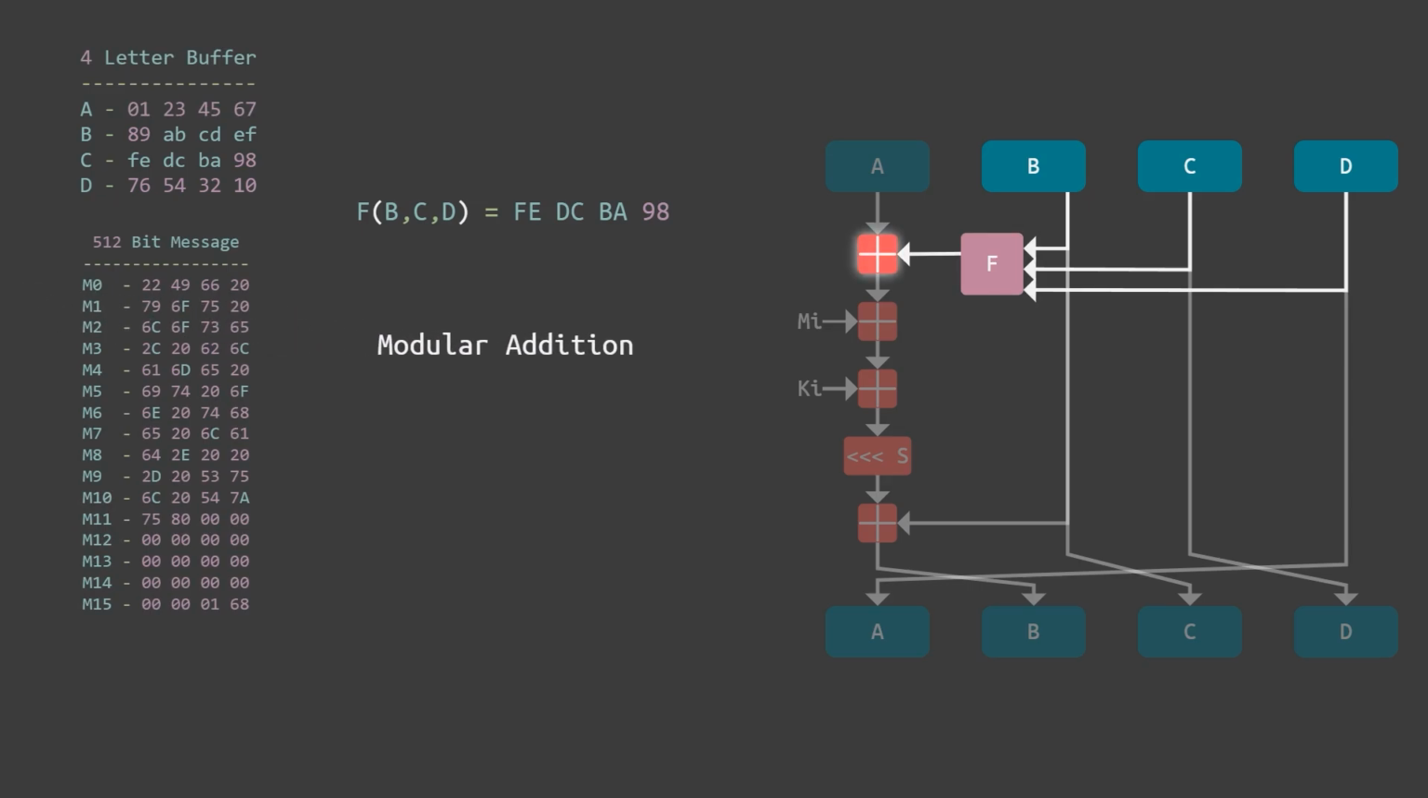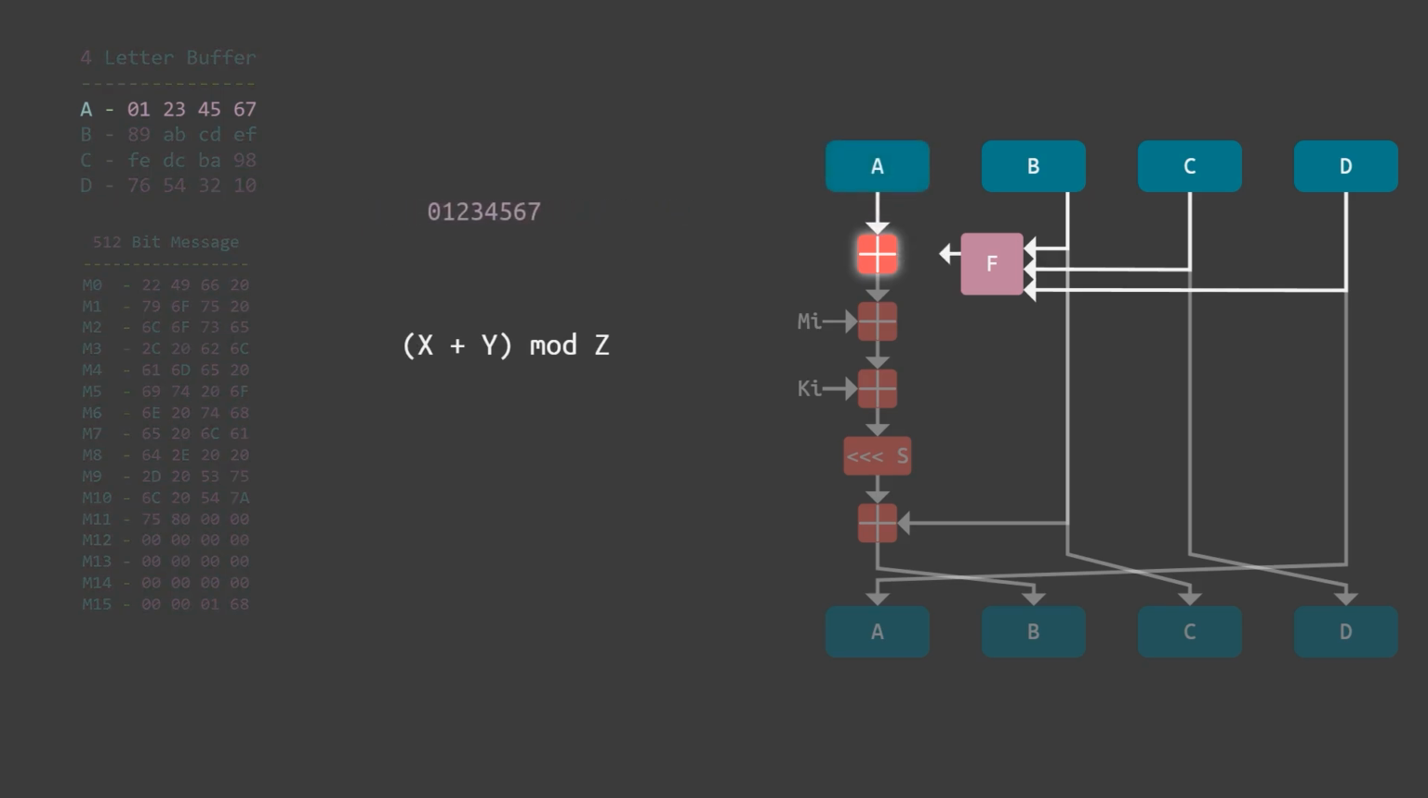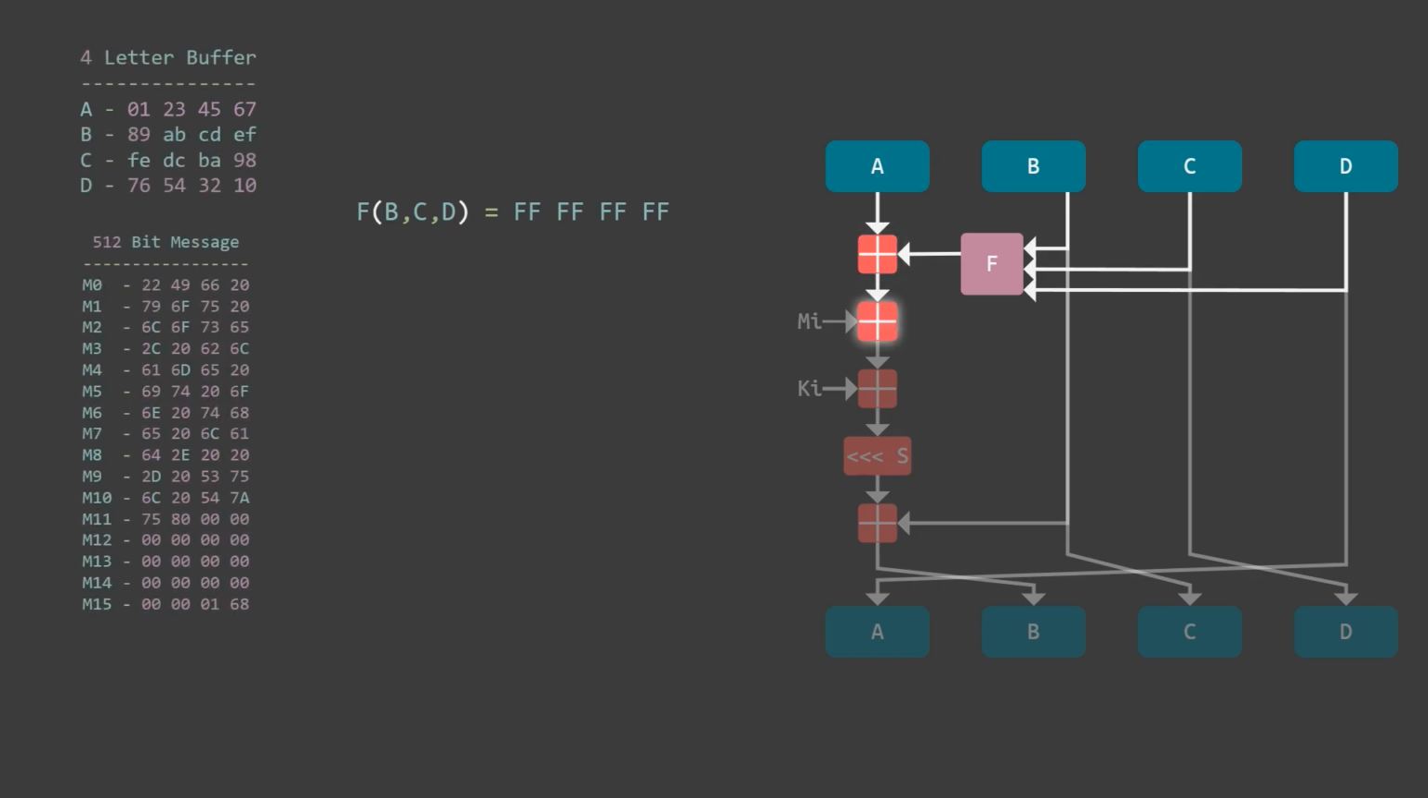This symbol on the box represents modular addition. Modular addition is a bit different from the normal modular operations that you are familiar with. It uses this formula to calculate the result. Here, x is the initialization vector A, y is the result from the function F, and z is this. The value of z is equivalent to 2 to the power of 32, which ensures that the result of this operation is no more than 8 characters long. All the additions here are modular additions, so every time I say added, I mean modular additions. The result of the addition moves on to the next box, where it's added to a portion of the input message.